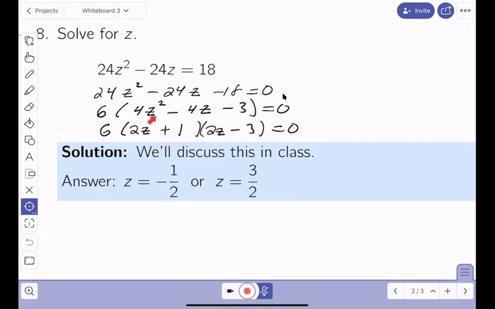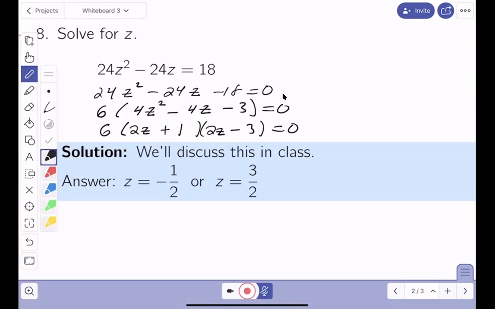2z times 2z, 4z squared. This is always working in trial and error, by the way. It's the middle guy I worry about. So 2z times 2z, 4z squared. Minus 6z plus 2z is minus 4z. That worked beautifully. And you do get minus 3. All right, what am I going to do now? Set those factors equal to 0.